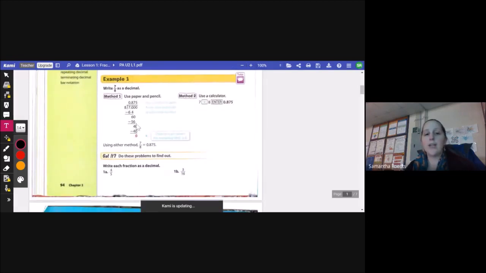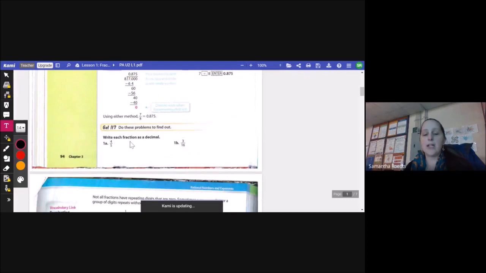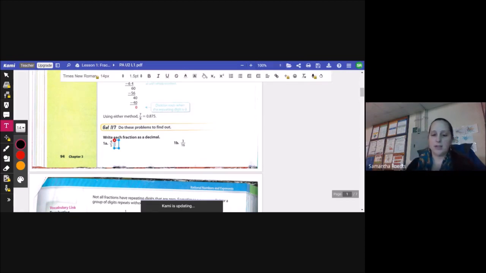So example 1, write 7/8 as a decimal. You can use paper and pencil, or you can use a calculator. Either way, you're going to get 0.875 when you divide 7, my numerator, by my denominator. So 7 divided by 8. Okay? We're going to write each fraction as a decimal, 4/5. So I take 4 divided by 5. This gives me 0.8.